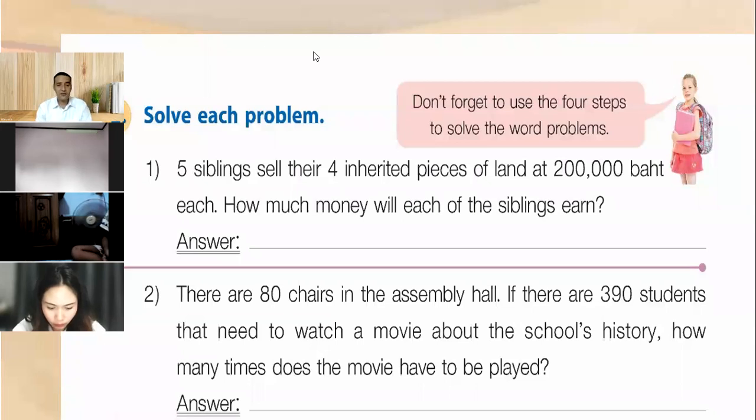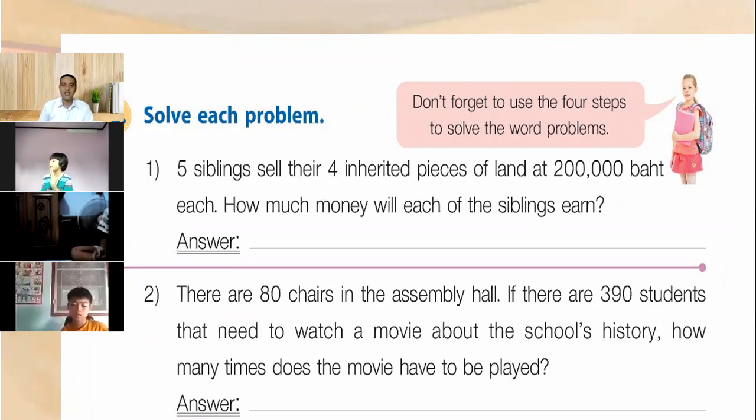And then number three, we have to execute the plan, so we perform the calculation, okay? And then the final one is to check the answer. Okay, so here we have our first problem today. The given information is: five siblings sell their four inherited pieces of land at 200,000 baht each. How much money will each sibling earn?